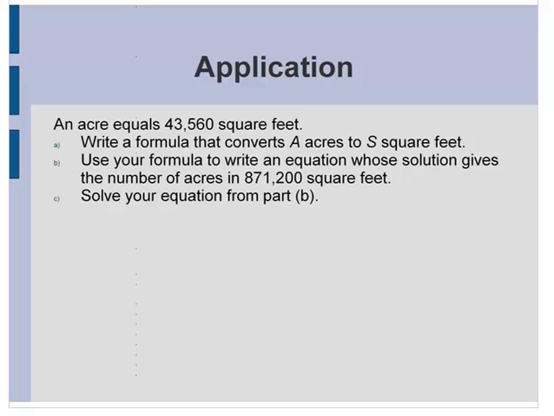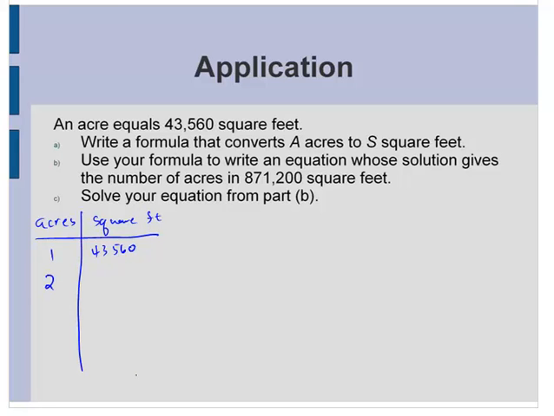An acre equals 43,560 square feet. Write a formula that converts acres to square feet. Right, so we saw an application like this way, I don't know, maybe early in chapter 1. But what I would do here is start with a table. So let's see, acres, square feet. 1 acre is 43,560 square feet.